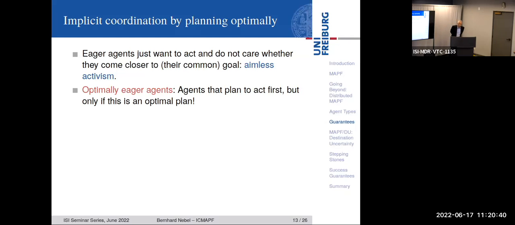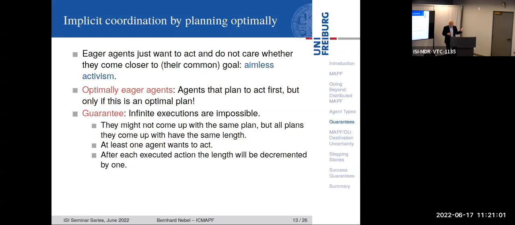And what we really want to have is optimally eager agents. So agents that plan to act first, but only if this is an optimal plan, if this is the shortest plan. And if we assume that we have optimally eager agents, then we are fine because then infinite executions are impossible. Well, they might come up with different plans, but all the plans have the same length. All of them are optimal, so they have to have the same length.